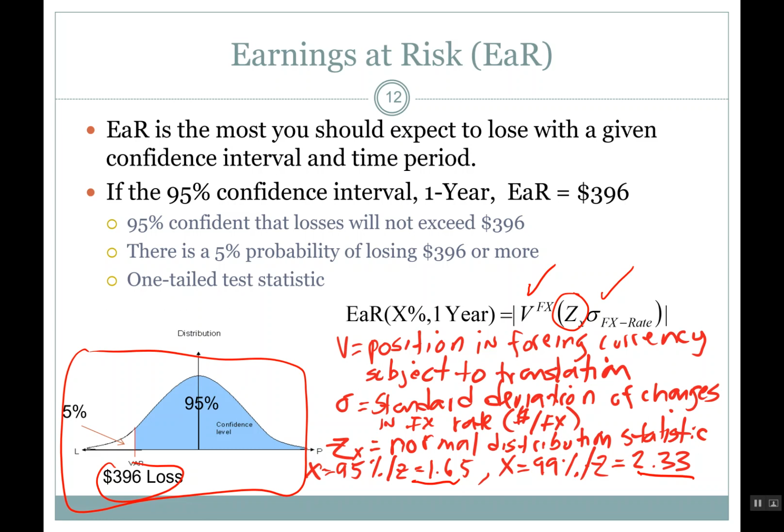Whether you report a 1% or 5% doesn't really matter. Just make sure you know what everyone's reporting and make sure everyone's consistent.